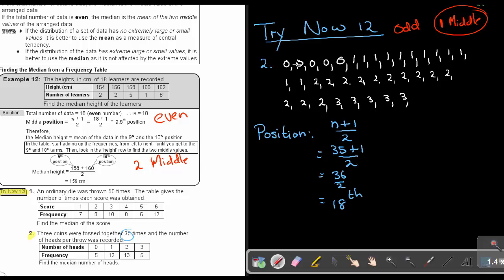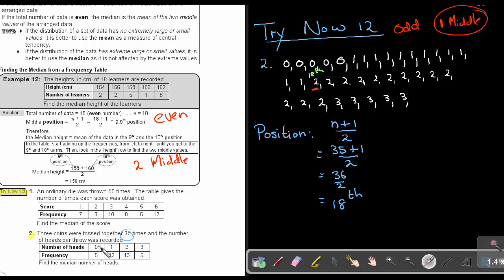It's actually meaning you must start adding up. Let me show you here. You must start adding up 1, 2, 3, 4, 5, 6, 7, 8, 9, 10, 11, 12, 13, 14, 15, 16, 17, 18. Okay, it looks like this is the 18th position, which is 2. But let's go back to the table. Let's start adding up. So you must say 5 plus 12. What is 5 plus 12? That is 17. That was up to there.